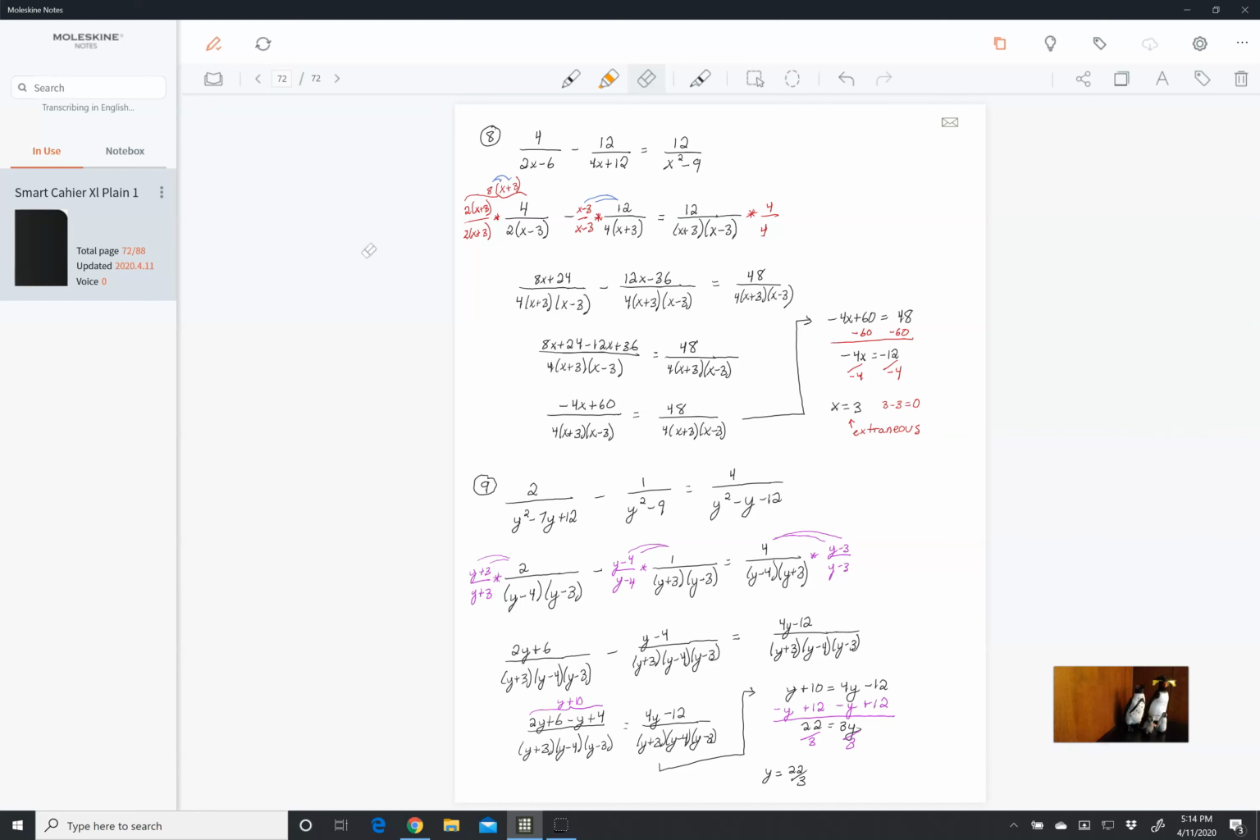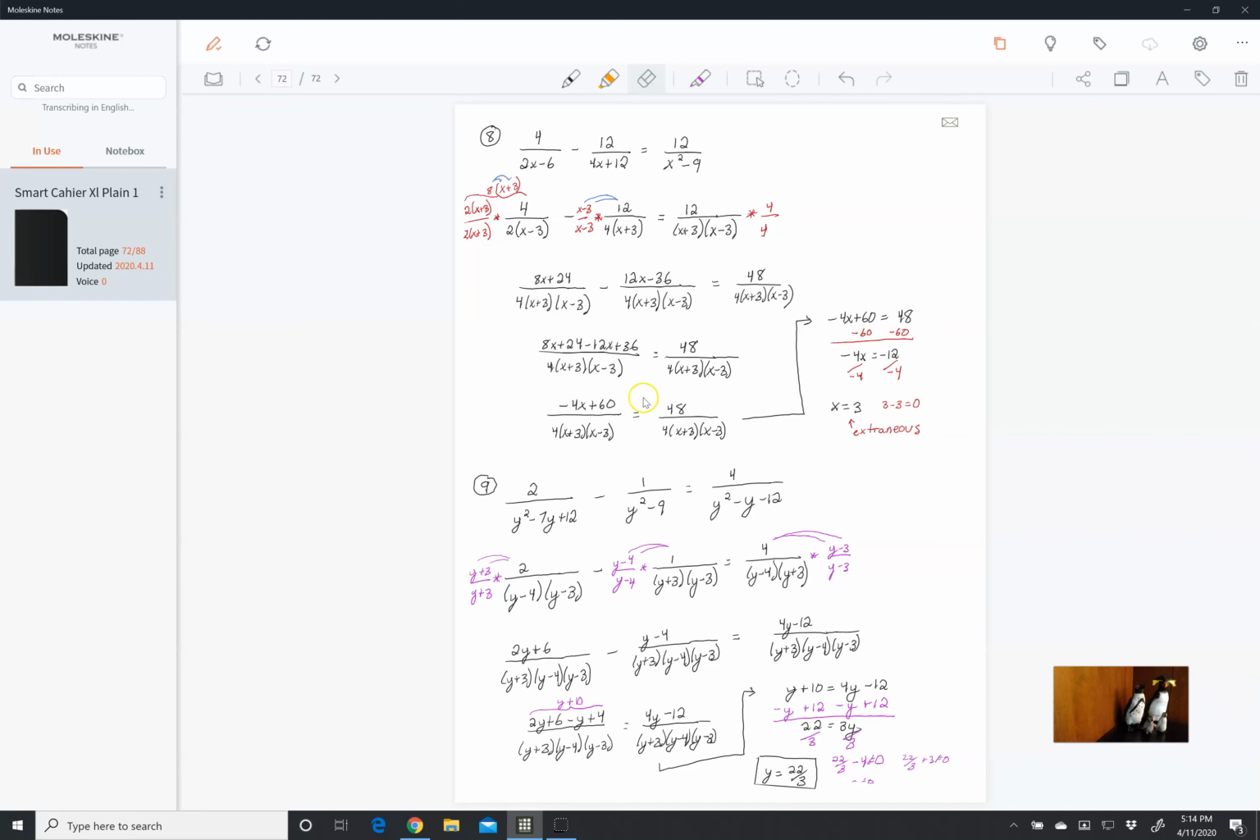You do have to plug this in, okay? And I will show that to you, but I can tell you also that 22 over 3, it's not equal to 4, so it's not going to make this 0. It's not equal to 3, so it's not going to make this 0, and it's not equal to -3. So this is not extraneous. 22 over 3 minus 4 is not 0, because 22 over 3 is not 4. 22 over 3 minus 3 is not 0. And 22 over 3 plus 3 is not 0.